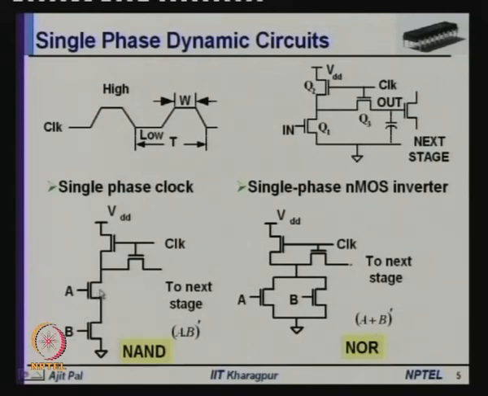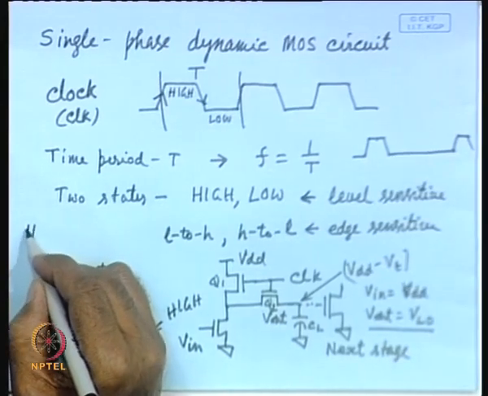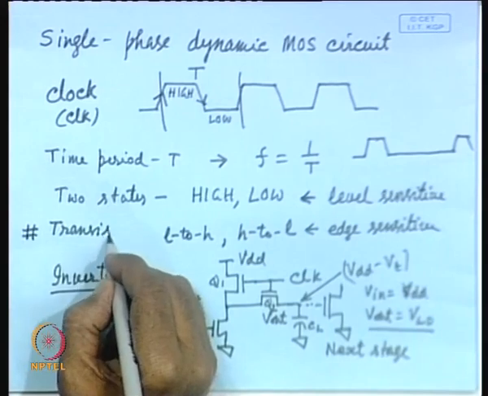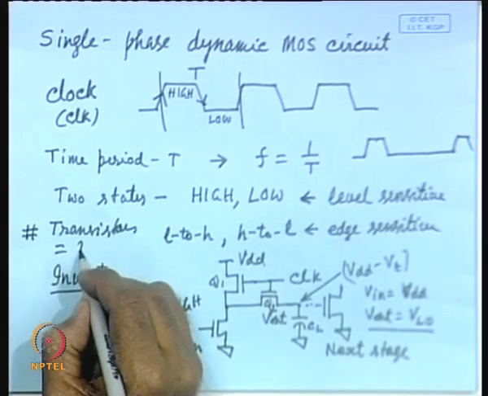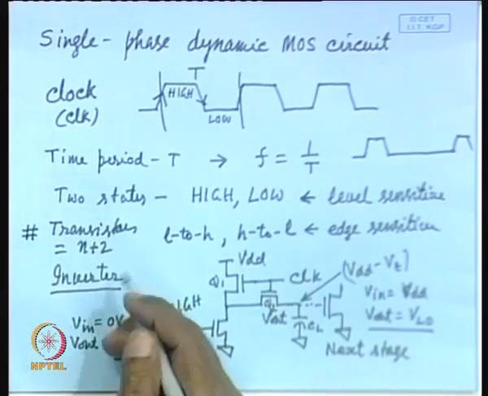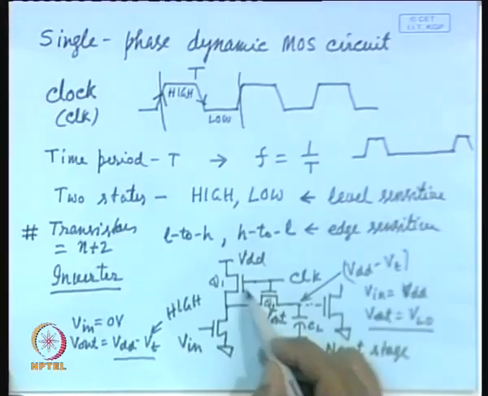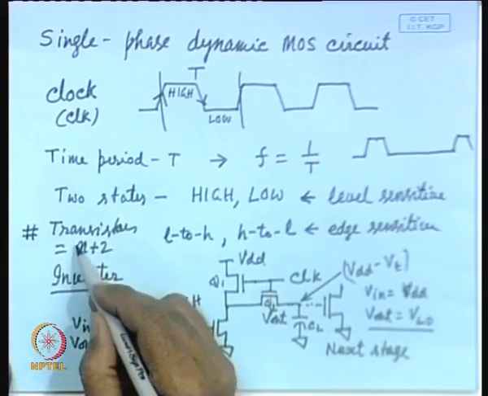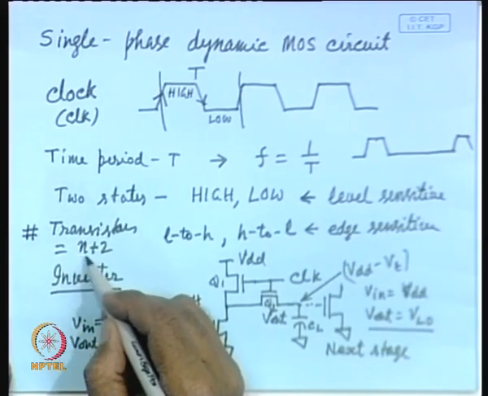So, a two input NAND gate will require two transistors, and a two input NOR gate will require two transistors. In this way, the number of transistors required is equal to n plus 2. So, n transistors for the n inputs, and two additional transistors, Q1 and Q2, are required apart from the n transistors where the primary inputs are applied.